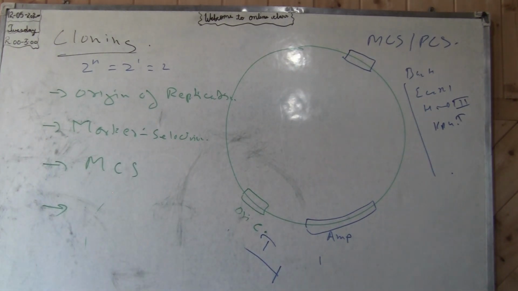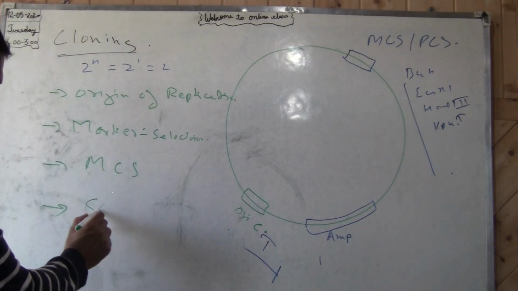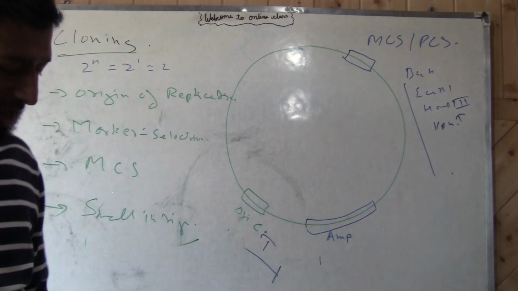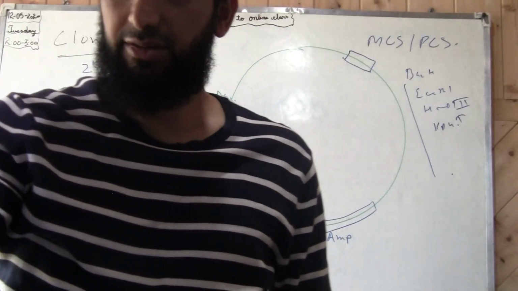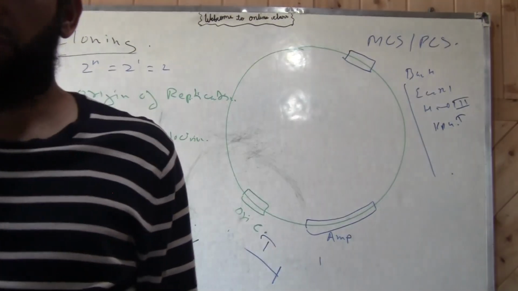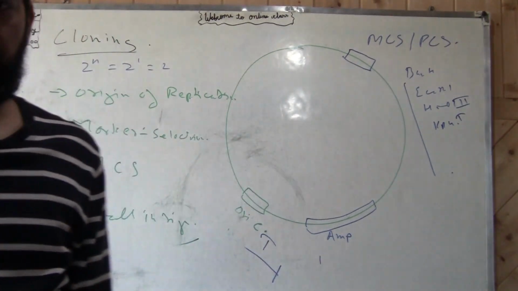Fourth property is that your vector should be small in size. Otherwise it will be just like trying to get an elephant inside the house. So that's why we say the quality of a good vector is that it should have small size. It's one of the attributes.